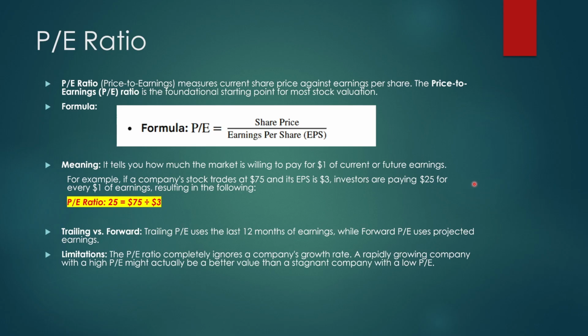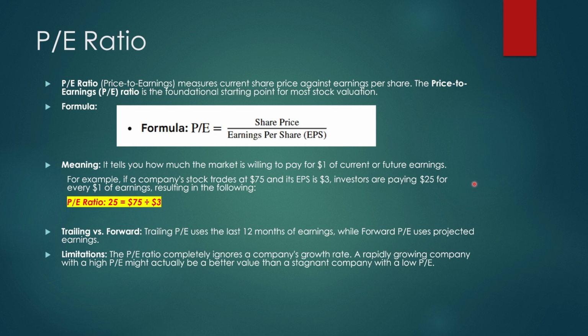And there are two types of PE ratios. One is the trailing PE, and the other one is the forward PE. Trailing PE uses the last 12 months of earnings, and the forward PE is used to project the earnings going forward. But there is a limitation of the PE ratio, because the PE ratio completely ignores the company's growth rate.